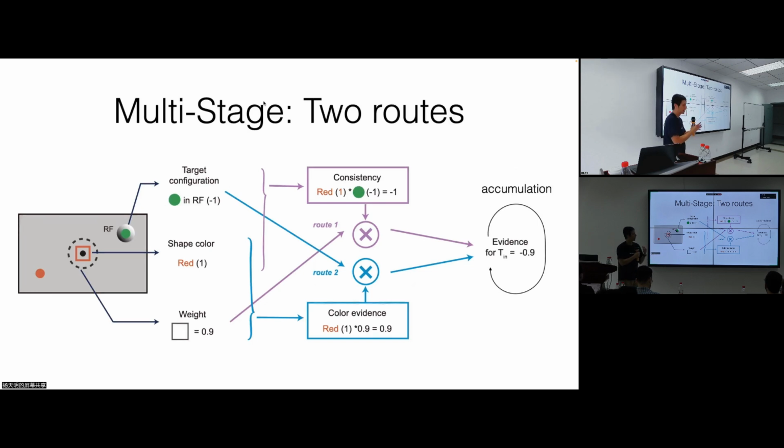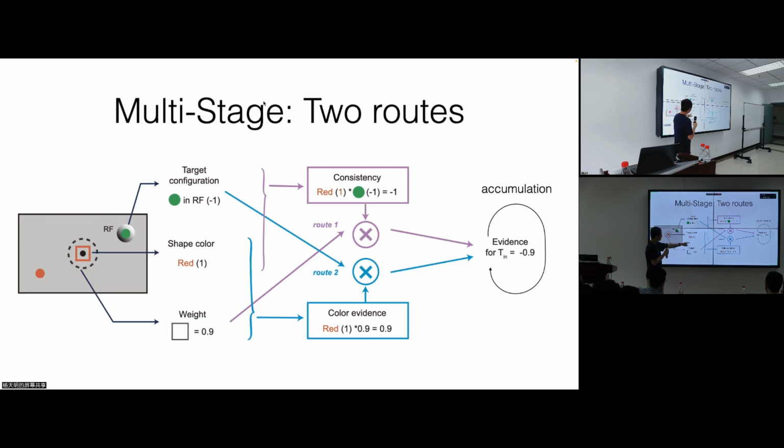But the important thing is that this is why we call this a multi-stage accumulation task. So the monkey has to use both the shape and the color together for the decision making. And there are 2 possible ways to do that. Let's consider this particular example. So two targets, the green target is in the response field of the neuron. Okay, so now we see a red square in the center, and we know the weight of the square is 0.9. So that's strong evidence for the red target can be rewarded, right?